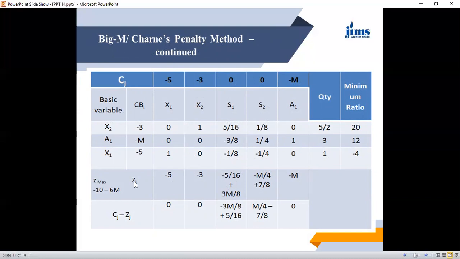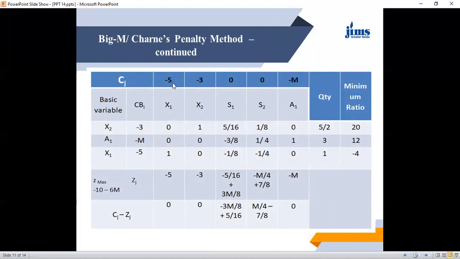Now we again calculate ZJ. So ZJ: 0 into minus 3, 0, 0 into minus 1, 0, 1 into minus 5 equal to minus 5. So this is minus 5. 1 into minus 3, 0, and 0 minus 5, 0, so minus 3. Likewise, you calculate all the values there.